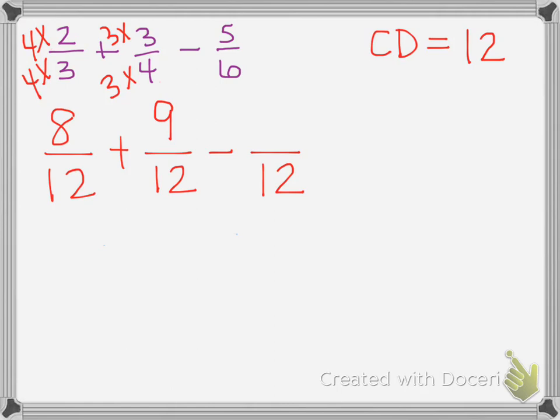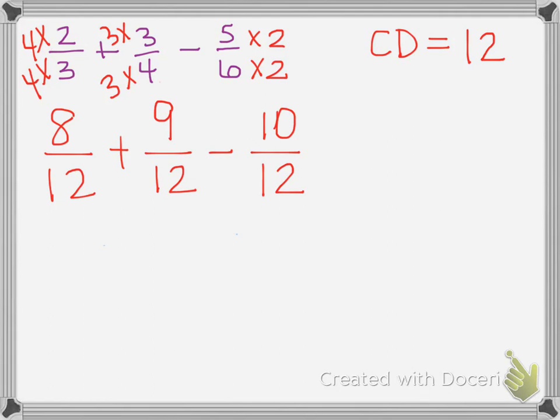My next fraction has a denominator of 6. 6 times 2 would give me 12. So I'm going to multiply my last fraction by 2 on top and on bottom. 6 times 2 gives me 12, and 5 times 2 gives me 10.